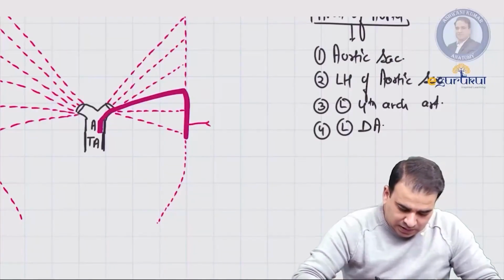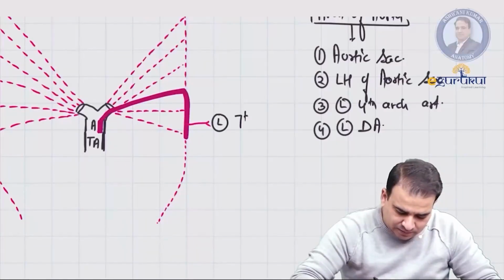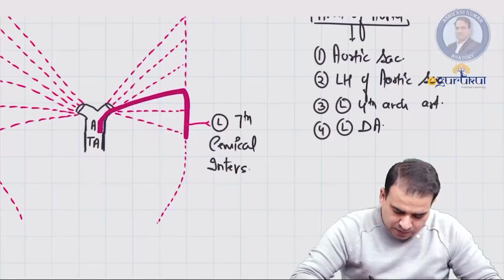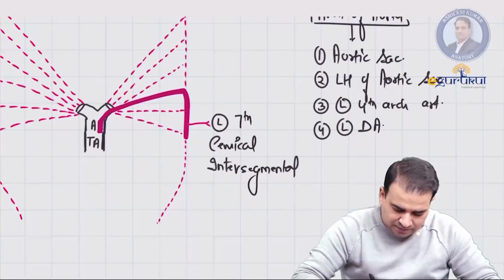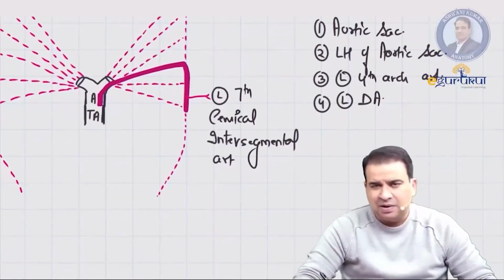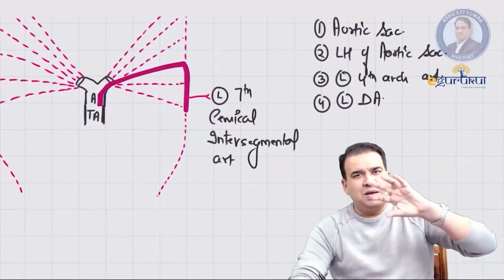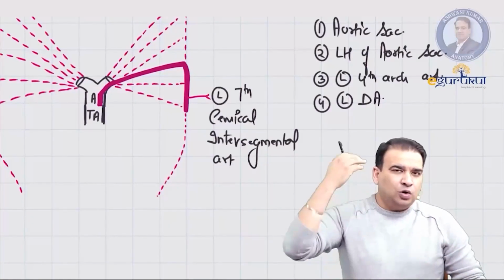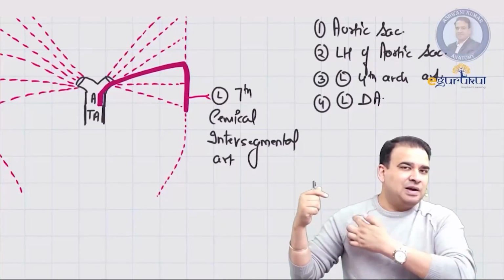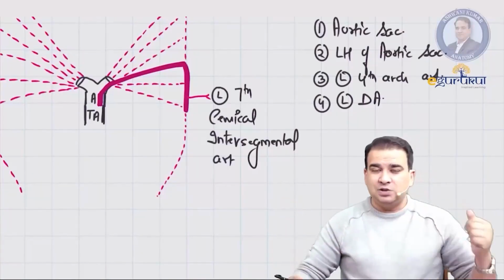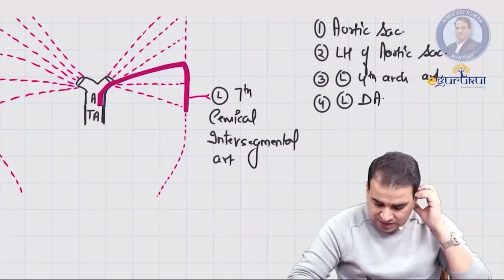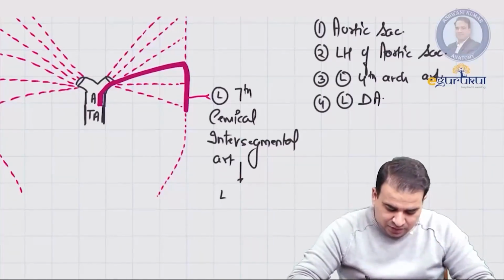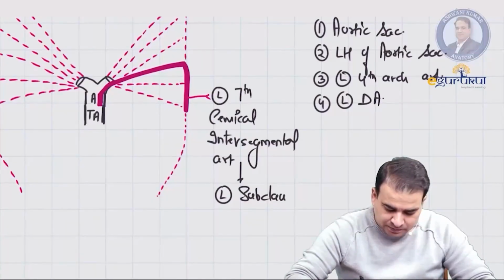Well, this here is the left 7th cervical intersegmental artery. The dorsal aorta is giving off many segmental arteries, like we have 7th cervical intersegmental, then thoracic segmental, lumbar segmental artery. So out of those segmental arteries, the 7th cervical intersegmental artery actually becomes what? Subclavian artery, and that is only toward the left side. Left 7th cervical intersegmental artery is the one which will give rise to the left subclavian artery.